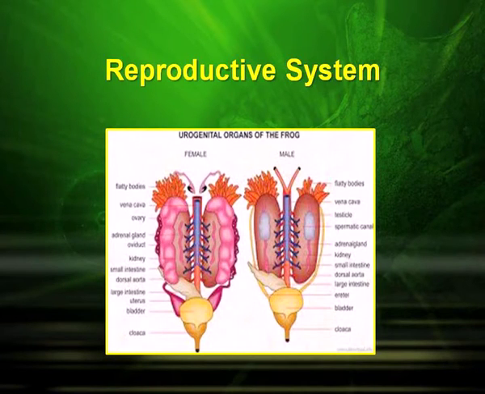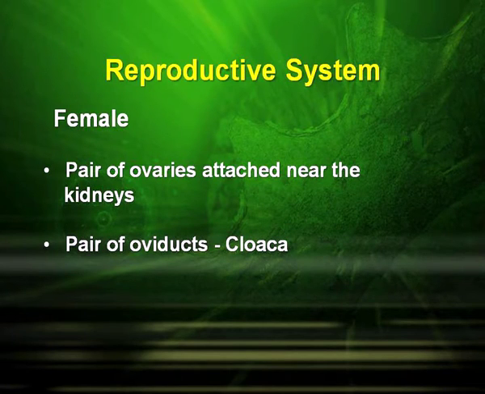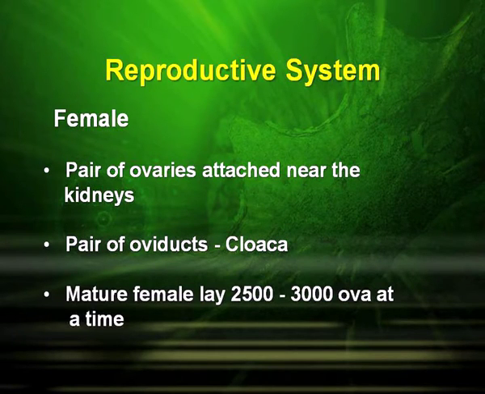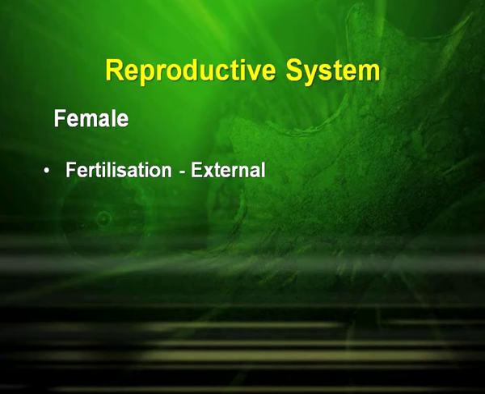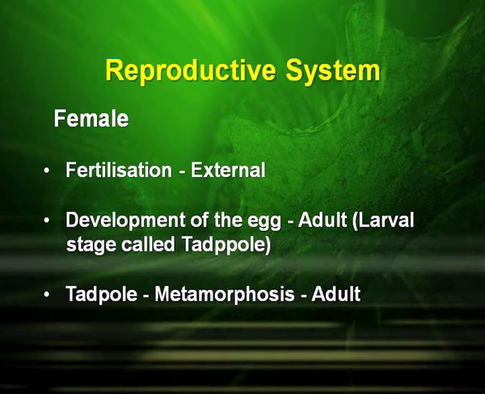Reproductive system of frog. The females have a pair of ovaries which are attached near the kidneys. They have a pair of oviducts. The mature female lays about 2500 to 3000 eggs at a time. They have external fertilization, and the development of the egg to the adult includes a larval stage which is called the tadpole. The tadpole undergoes metamorphosis and develops into an adult.